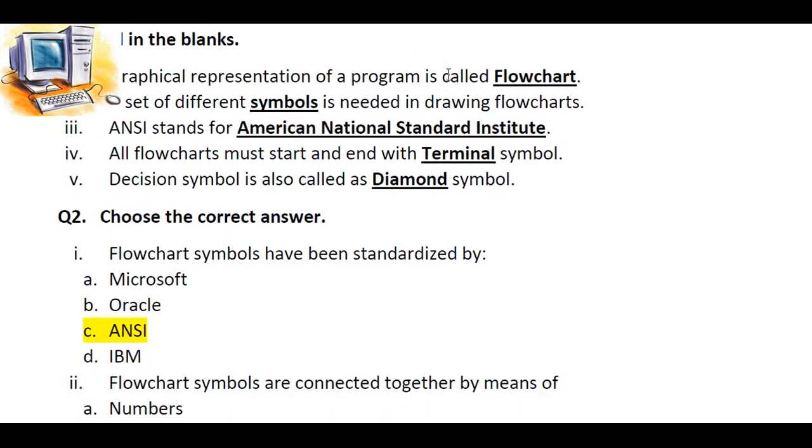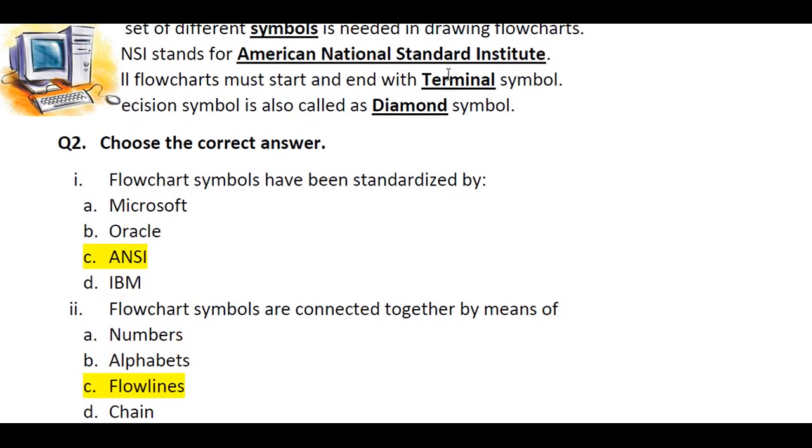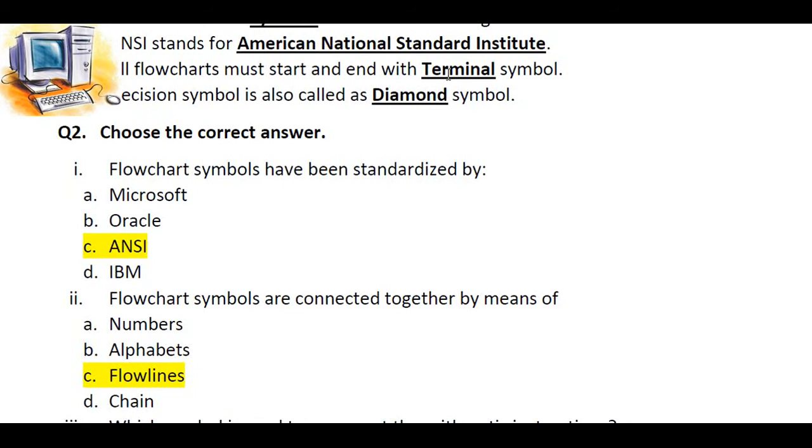Question 2 is choose the correct answer. The first one is flowchart symbols have been standardized by Microsoft, Oracle, ANSI and IBM. So the correct option is option C, that is ANSI. ANSI stands for American National Standard Institute. They have standardized the flowchart symbols.